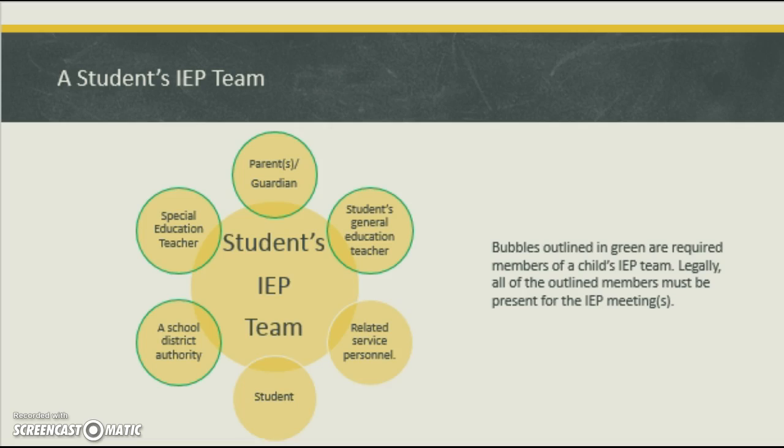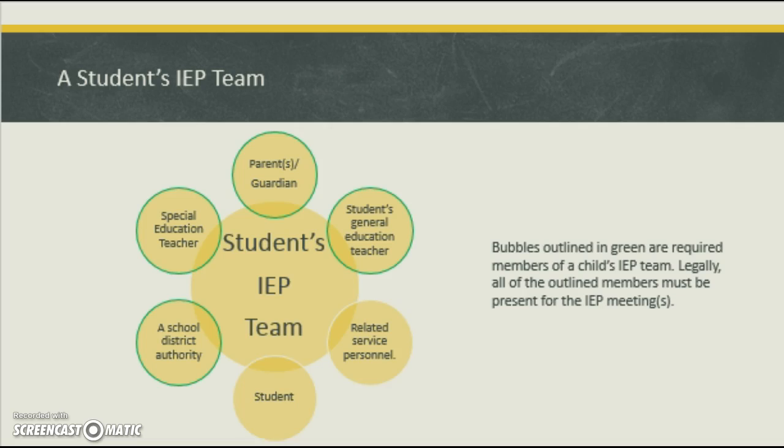Now let's talk about a few key members that must be a part of the IEP meeting. These members are a parent or guardian, the student's general education teacher, the special education teacher, and a district authority, which is usually the school principal. All of these members need to be involved in every single IEP meeting in order to keep it legal.